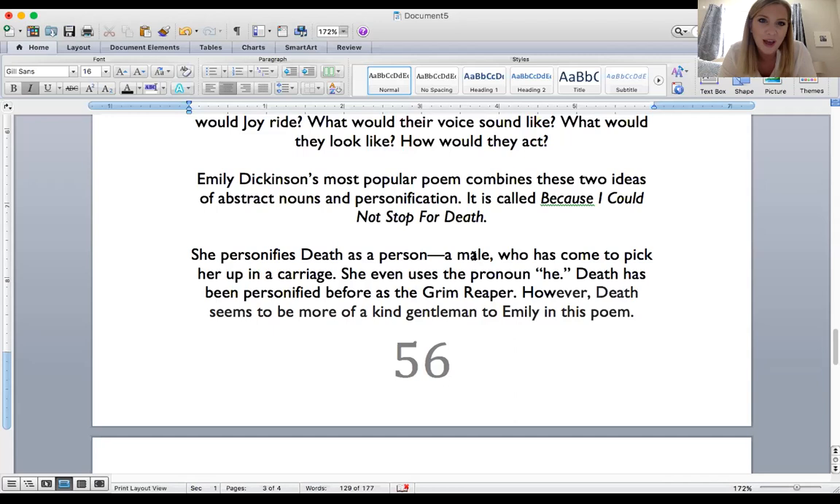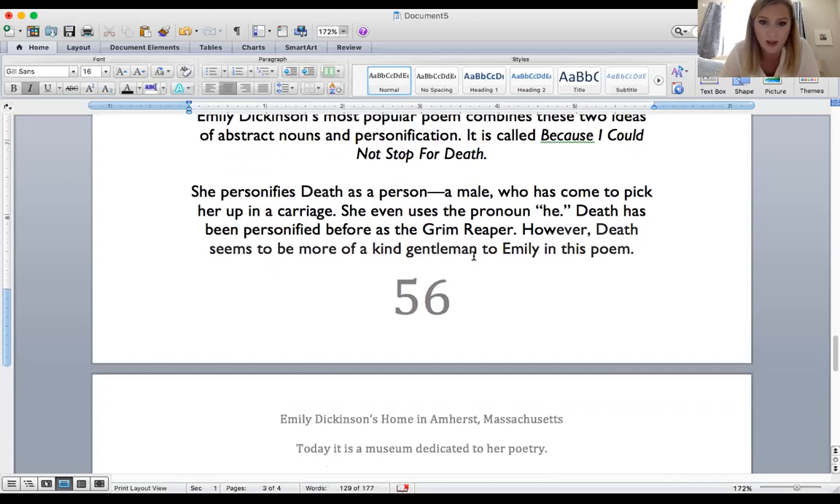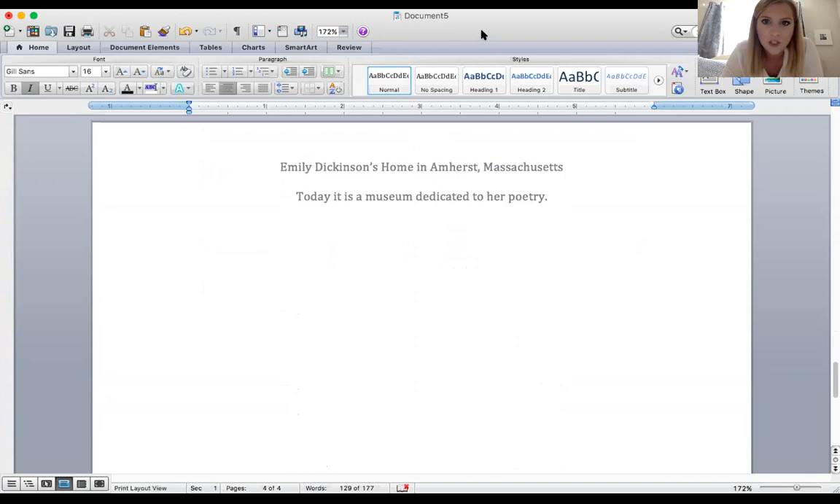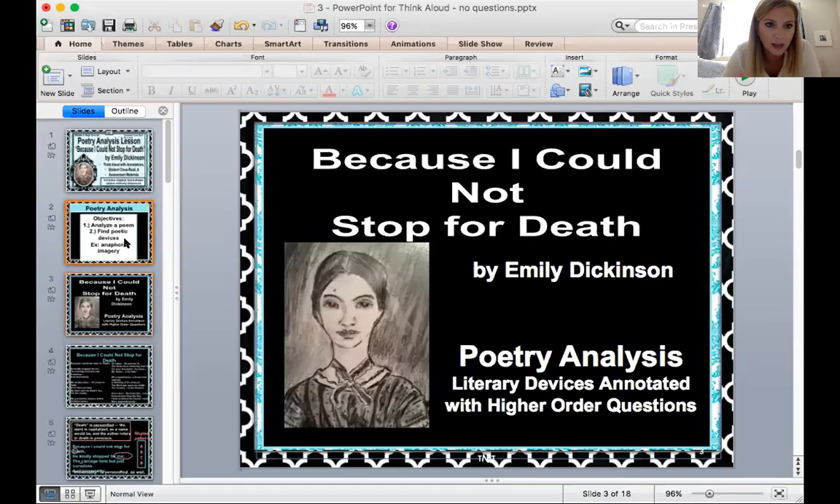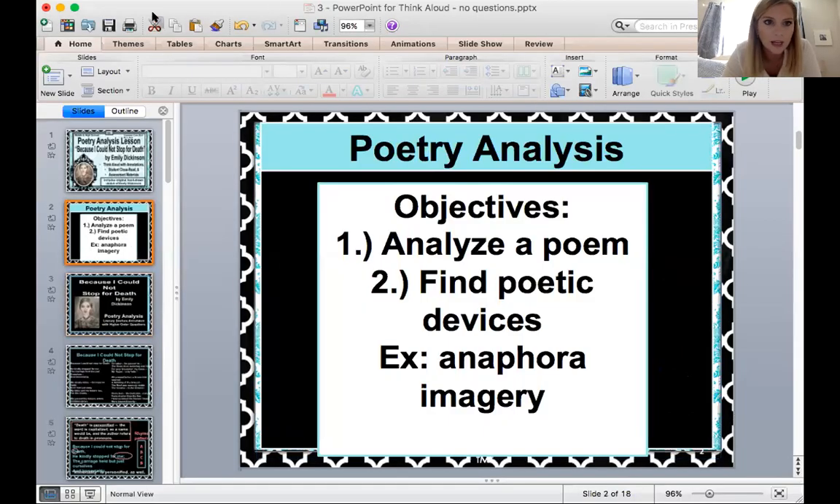So we're going to go ahead and read her poem. We're going to analyze the poem, and we're going to find some new poetic devices in this poem as well. Okay, so I'm going to stop sharing that, and I'm going to share another PowerPoint with you. And I'm going to go full screen. So we're going to go ahead and, if I can find it, play the slideshow.